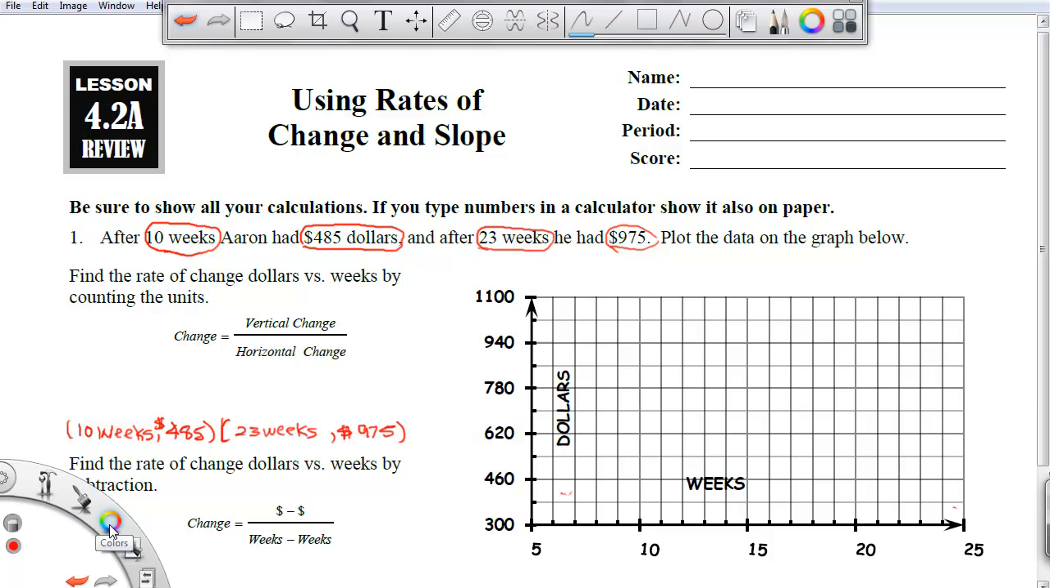So I'm going to change colors here, and let me think here. I'll just go ahead and keep red. Let's go ahead and start our graph. So we've got to go down to 10 weeks, which is along this line right here. I would go ahead and kind of mark that so you don't lose that, because sometimes it's easy to get on the wrong one. So I'm at 10 weeks, and at 10 weeks I'm $485.